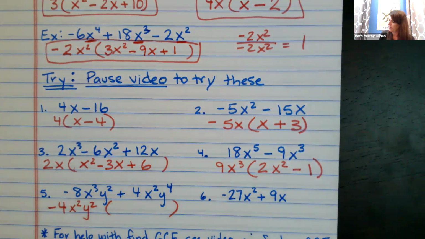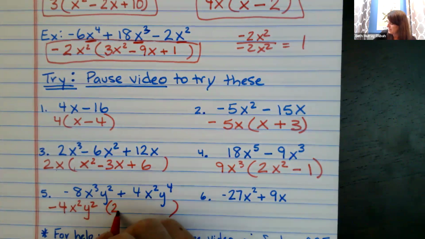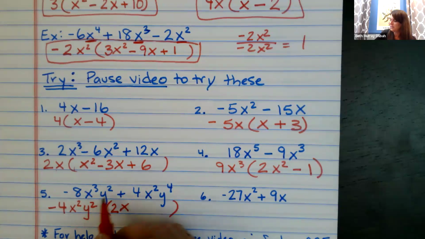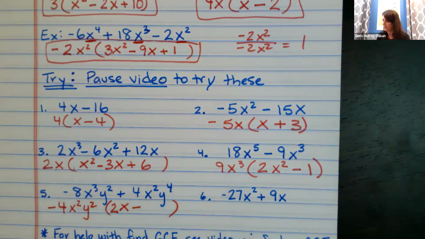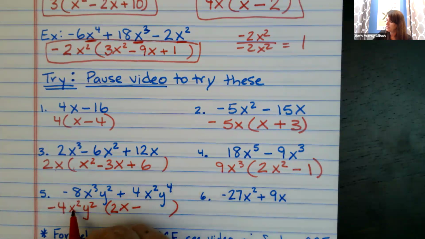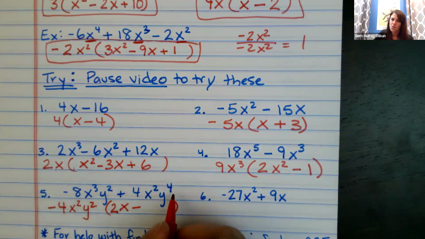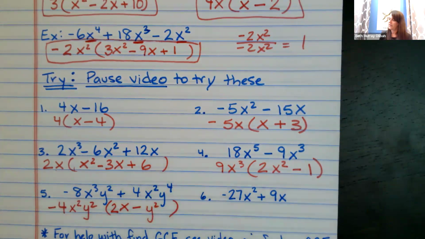What does that leave me with when I do that? -8 divided by -4 is +2. For the x's, I would still have 1, and for the y's, I wouldn't have any left there. Then +4 divided by -4 is -1. Again, you can write the 1, but you might not have to if there's going to be some variables. X squared, I took out x squared, so the x's are gone. Y to the 4th, taking out y to the 2nd would leave me with y to the 2nd. So that one was a little different.